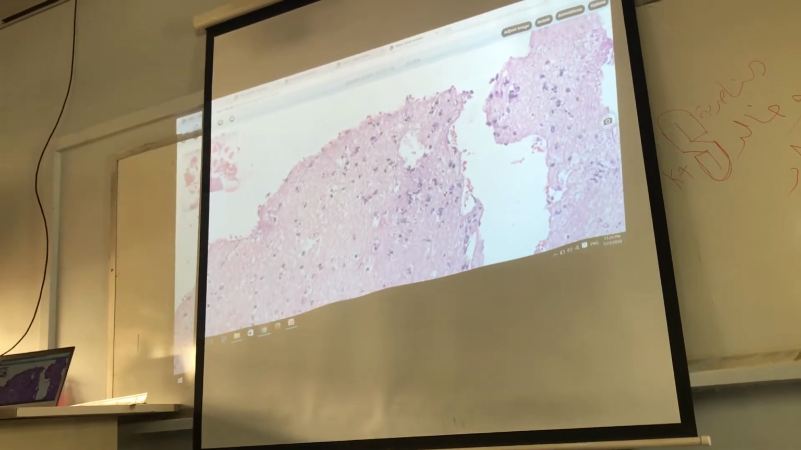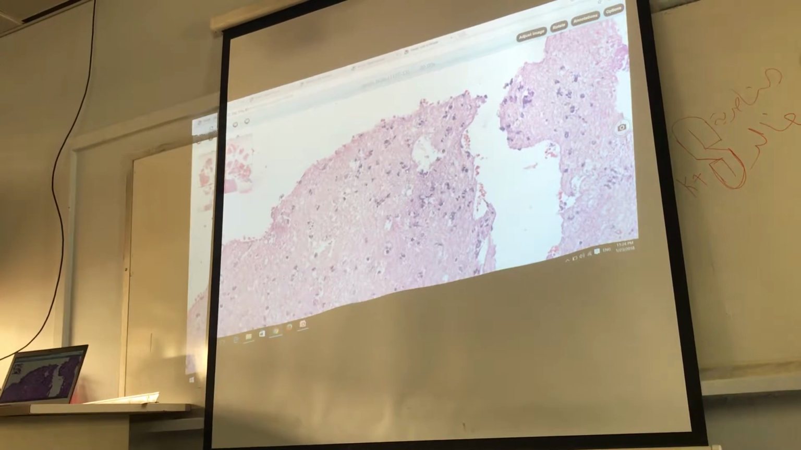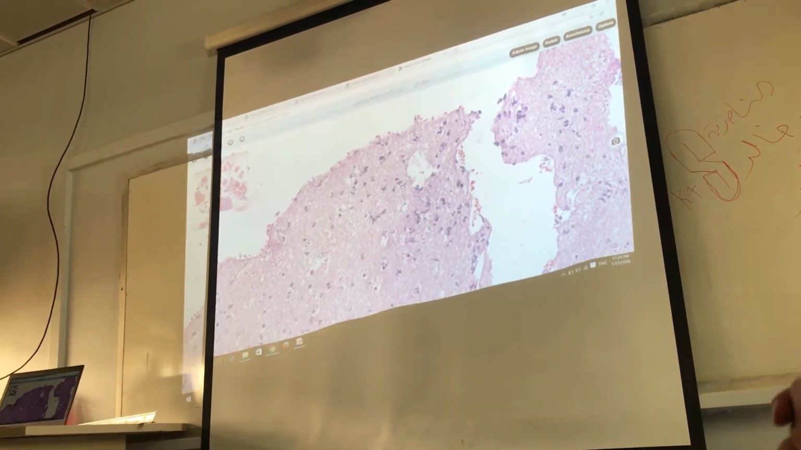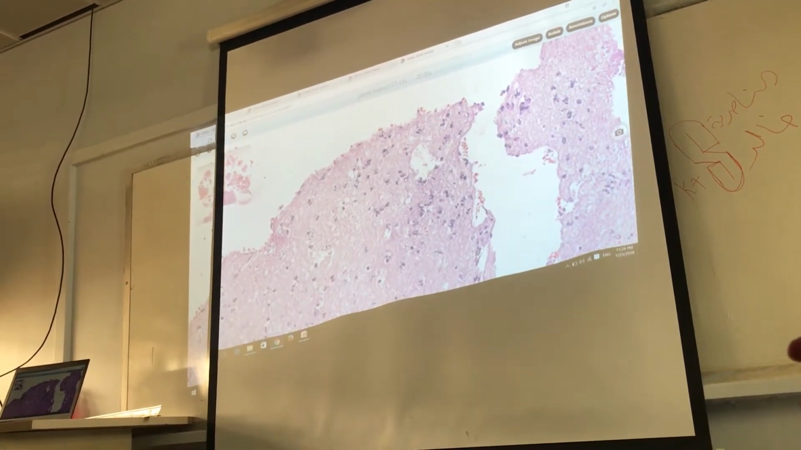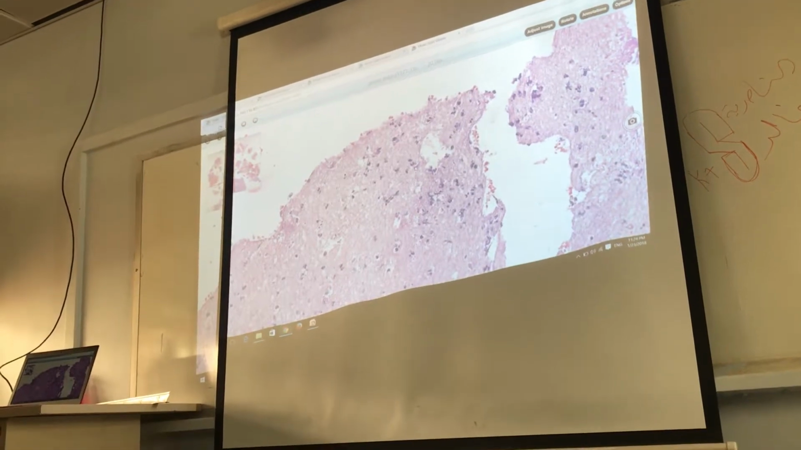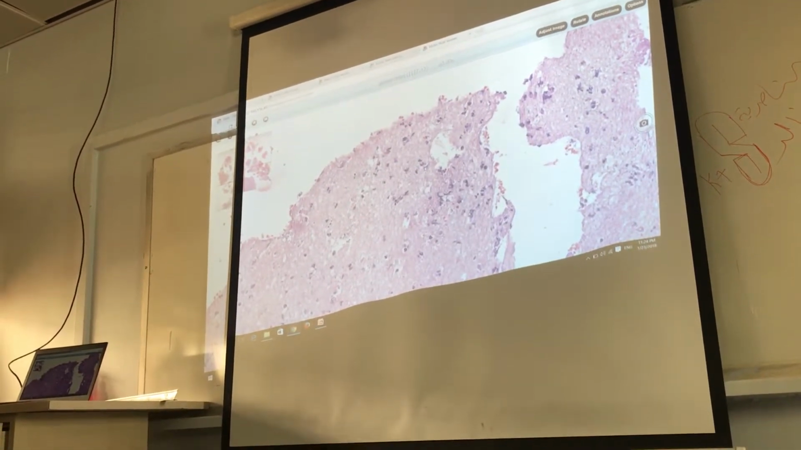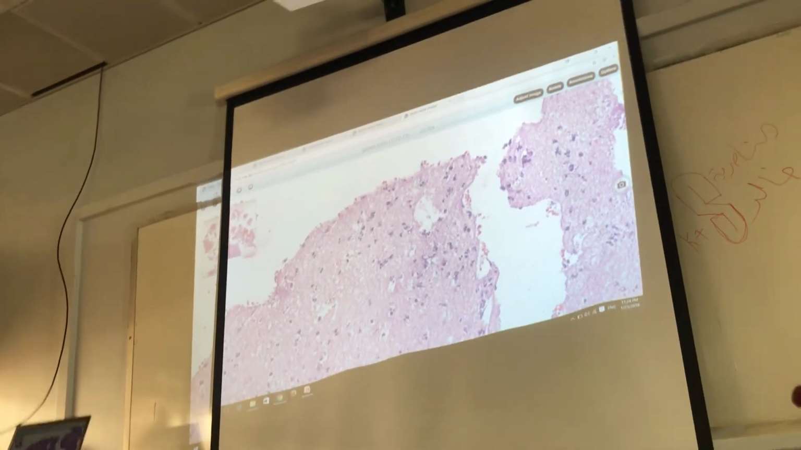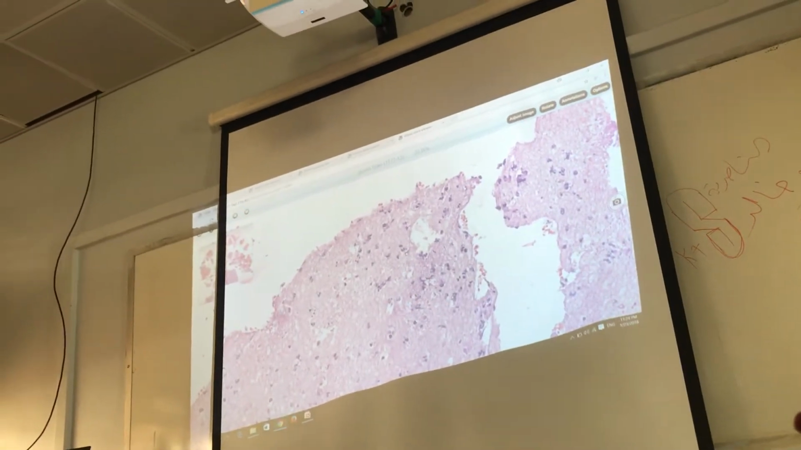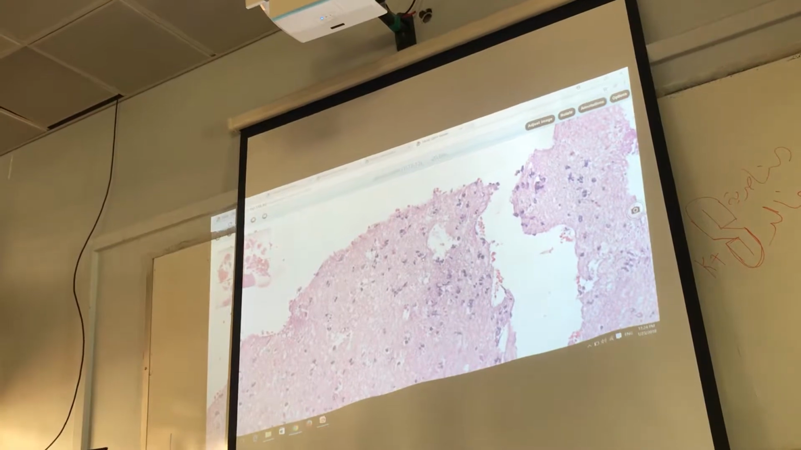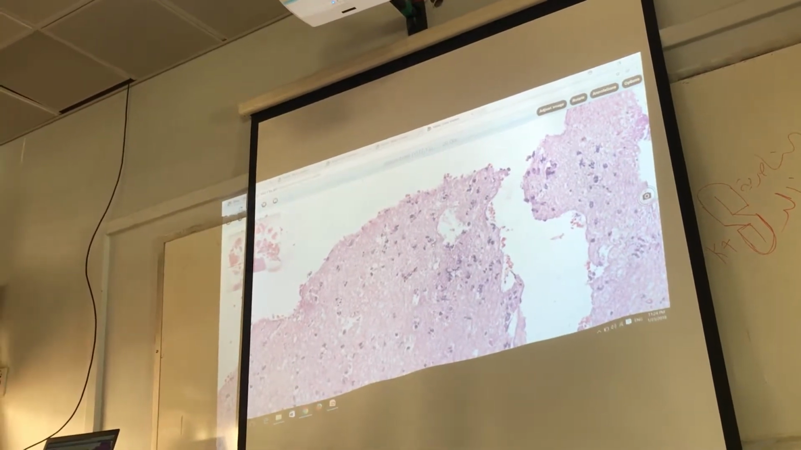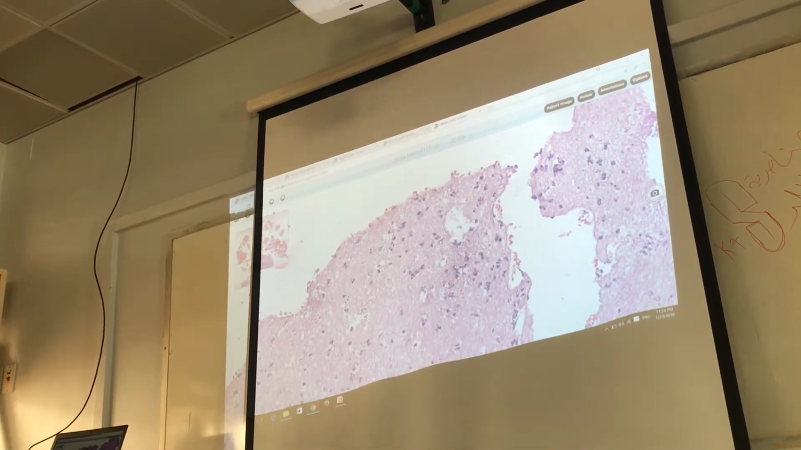Nowadays we use immunohistochemical stains. If there is a question whether this is microglia or not, just use an immunostain, and it will definitely say this is microglia, this is astrocyte. So this is about gliosis. We have talked about hemorrhage, fat necrosis, and gliosis.